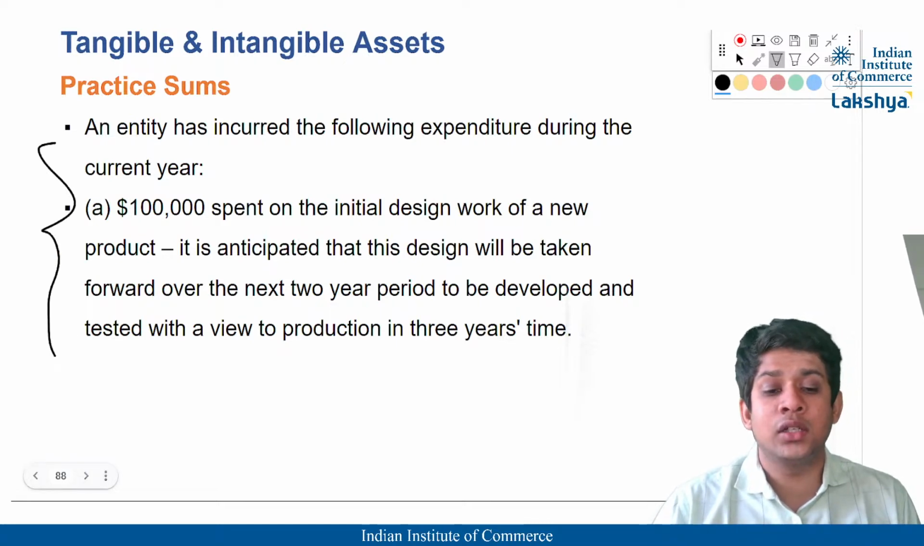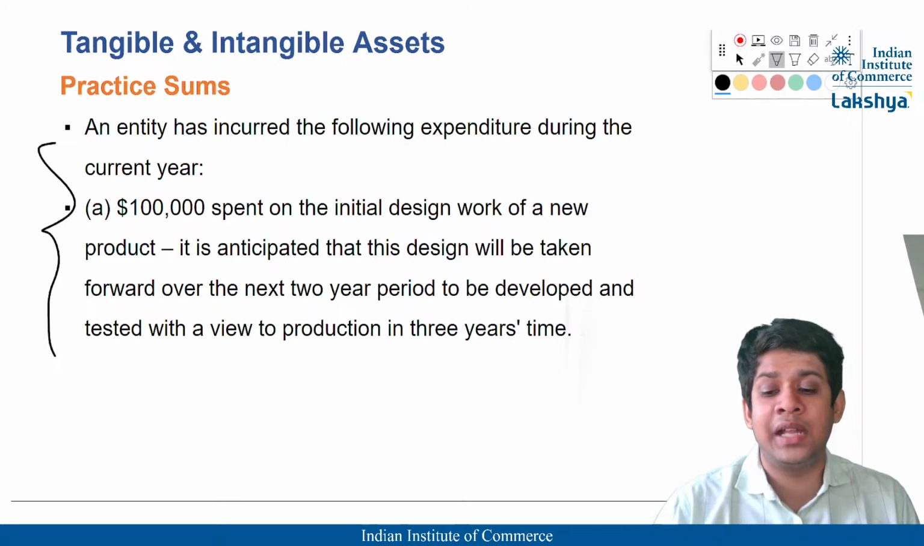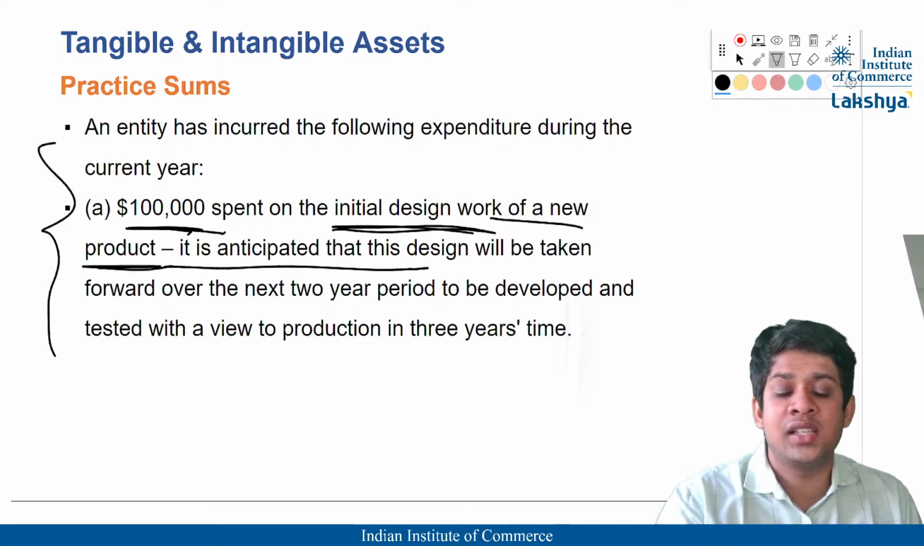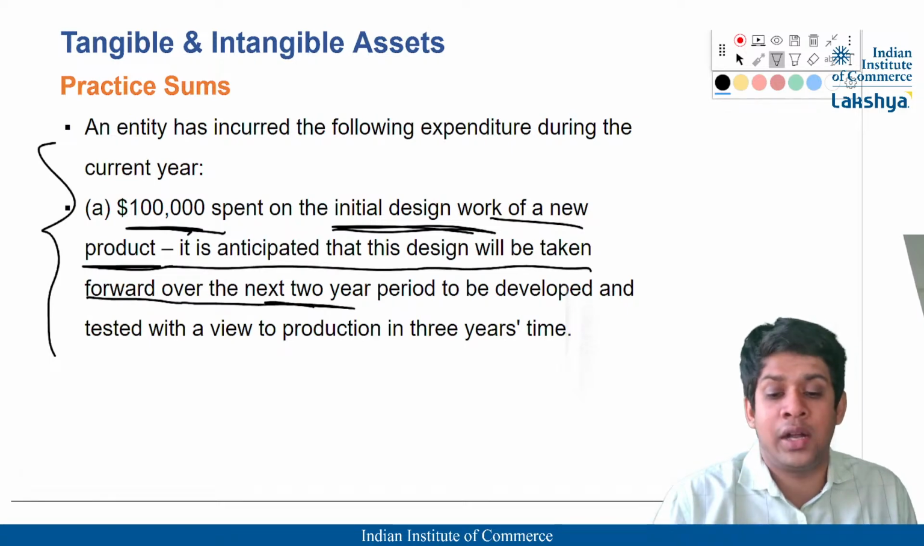Now, an entity has incurred the following expenditure during the current year. $1 lakh spent on the initial design work of a new product. It is anticipated that the design will be taken forward over the next 2 years period to be developed and tested with a view to production in 3 years' time. That means $1 lakh is spent on the initial design work. I am at a very initial stage of the new product. And it is anticipated that the design will be taken forward over the next 2 years. That means the design is also not ready yet.